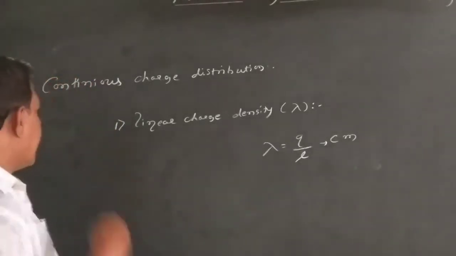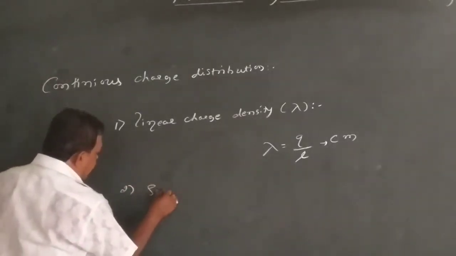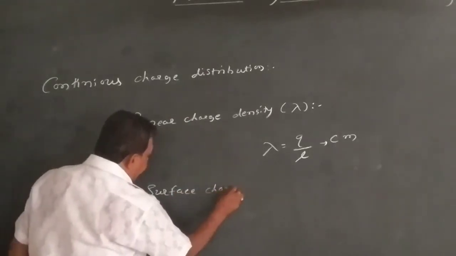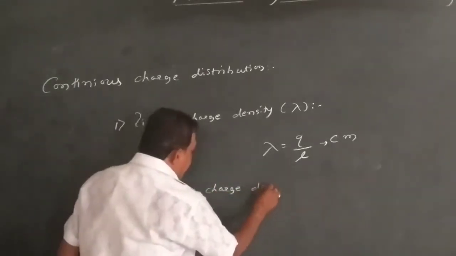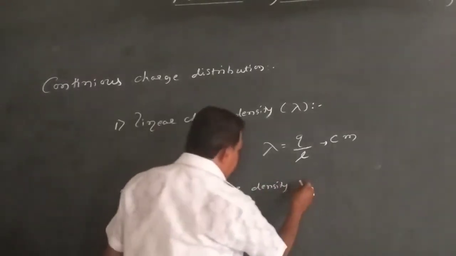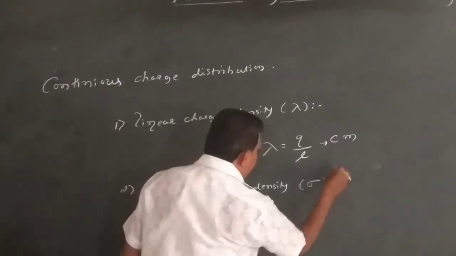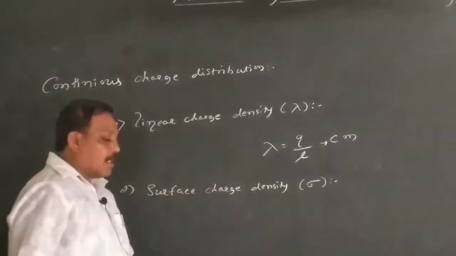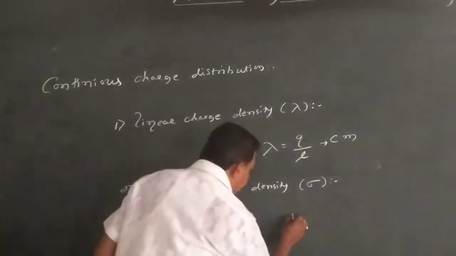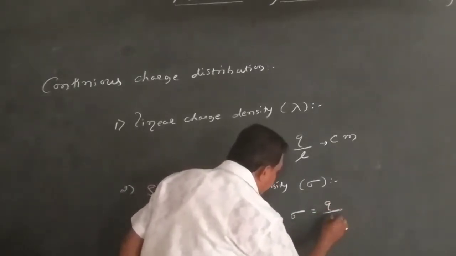Then the second one, surface charge density. Already we have studied this in the first topic. The surface charge density is represented by sigma. The distribution of the charges is on the surface of the conductor. Hence we can define the surface charge density as charge per unit area.